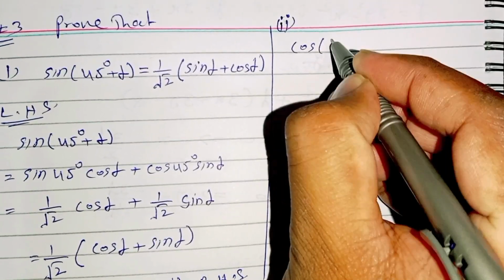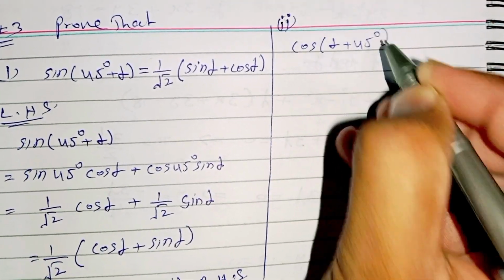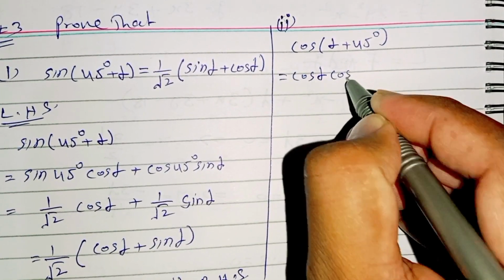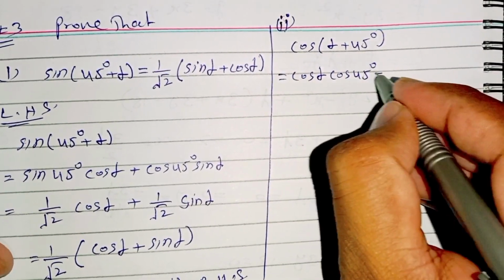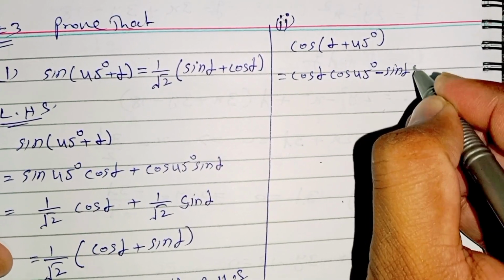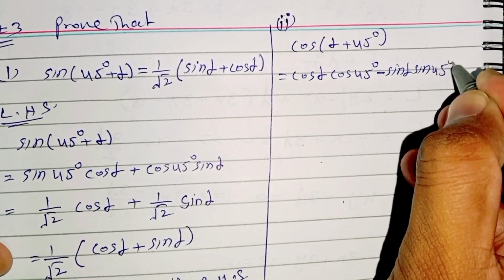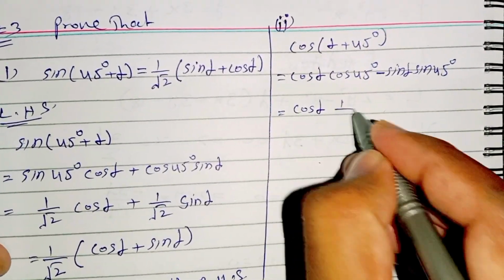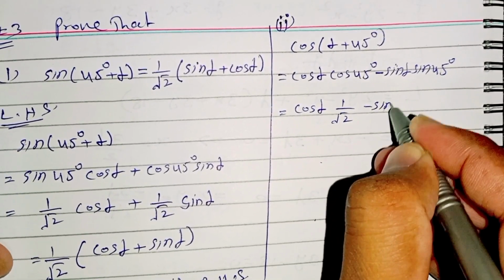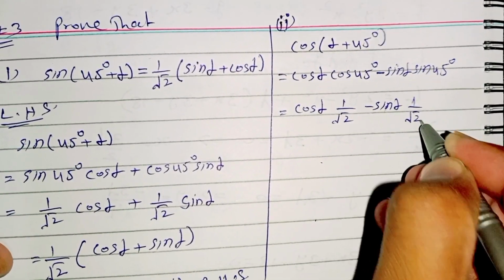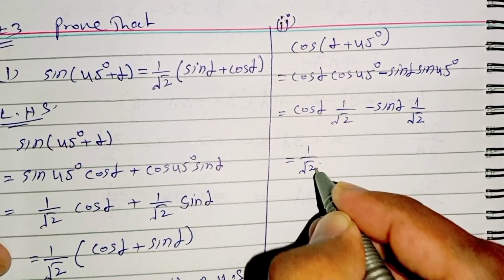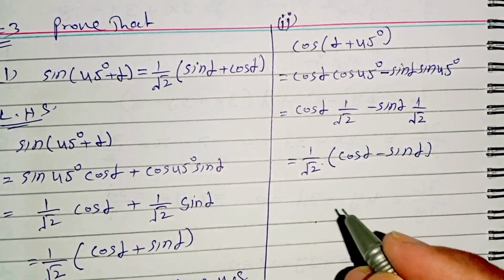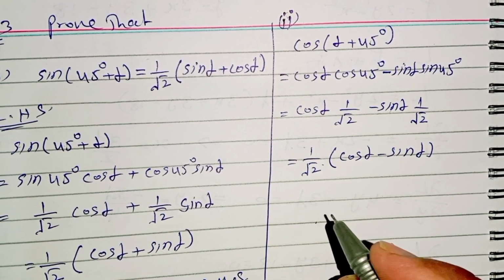Cos of alpha plus 45 degree is equal to cos alpha cos 45 degree minus sine alpha sine 45 degree. Similarly, putting the values of cos 45 and sine 45, we have cos alpha 1 over square root 2 minus sine alpha 1 over square root 2. By taking common 1 over square root 2, we have cos alpha minus sine alpha, which is required on the right hand side.